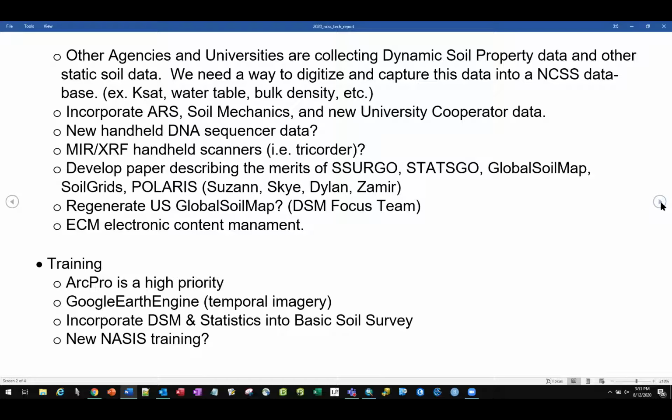We need to incorporate the DSM statistics into basic soil surveys. Right now, they're separate, and we need to put them all together. We need more new NASIS training. We haven't had a NASIS training in a long time, and it was suggested that this committee figures that we need to do that again soon.